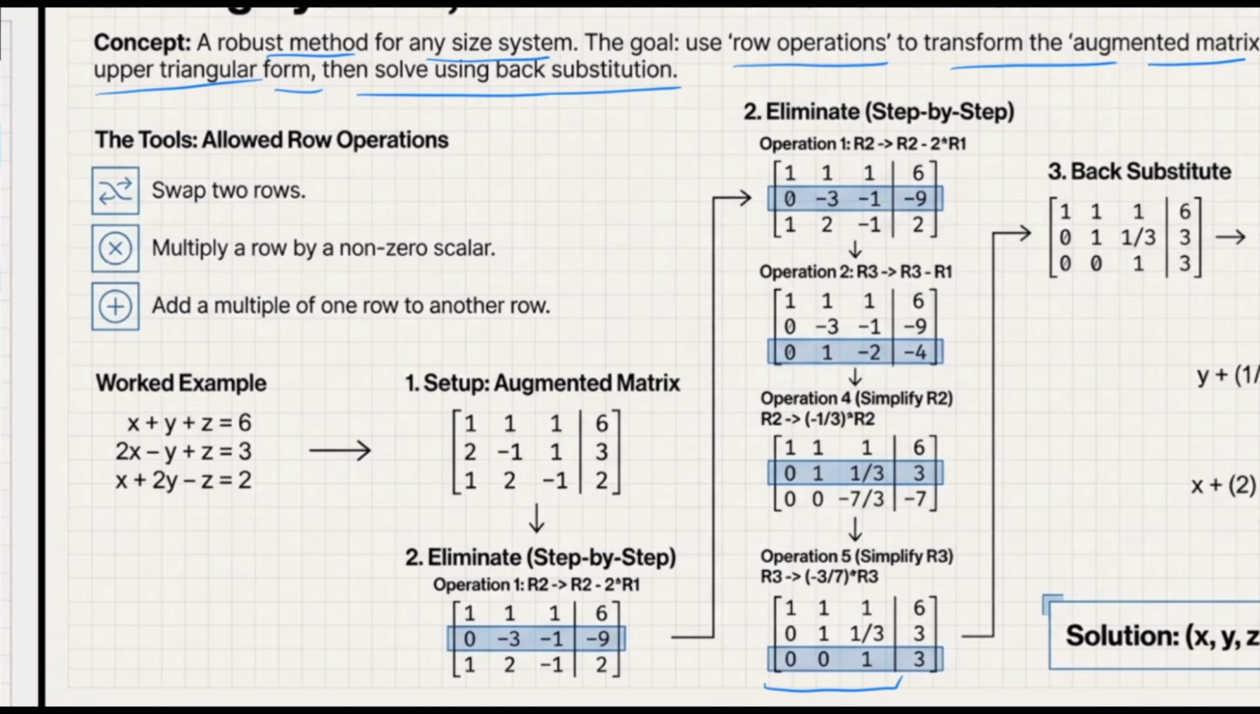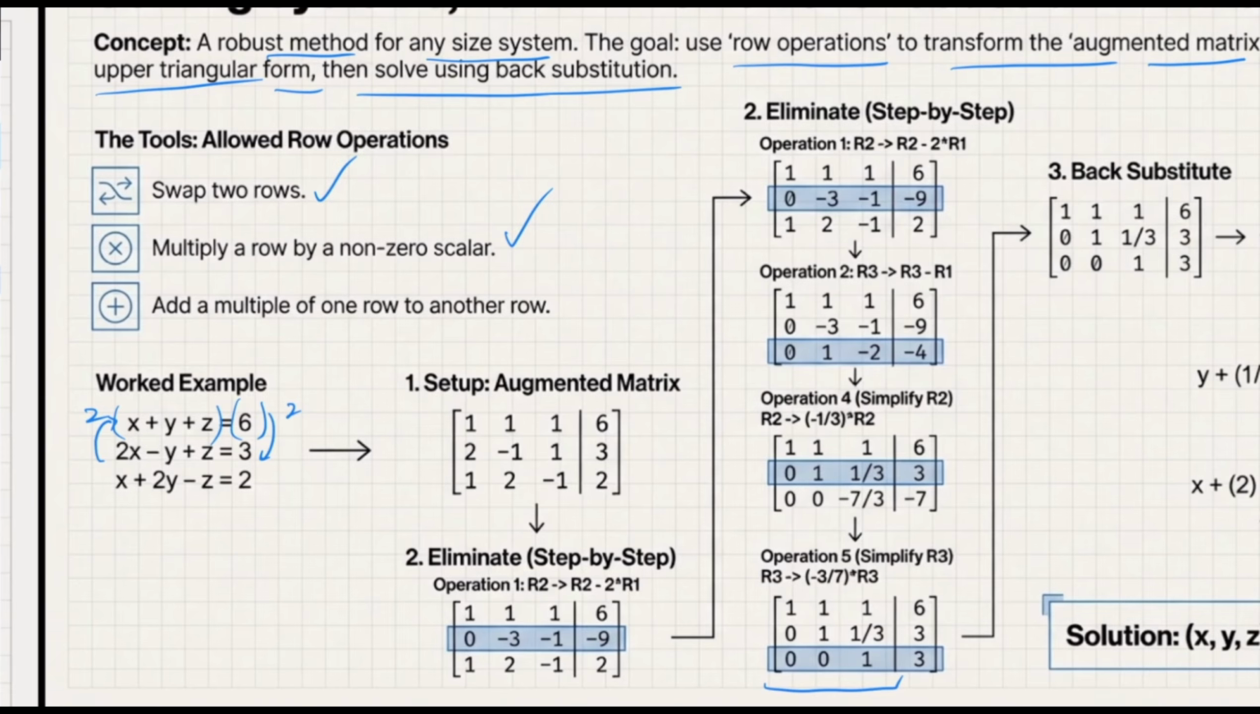So the tools that we have: we can swap the rows. The rows means just changing the position of the equations. We are not going to do anything else, just swapping the rows. Multiply a row by a non-zero scalar. It means that, just like the way we did, you can multiply everything over here by 2, and you have to make sure this side is also multiplied by 2. We are not going to do anything else.